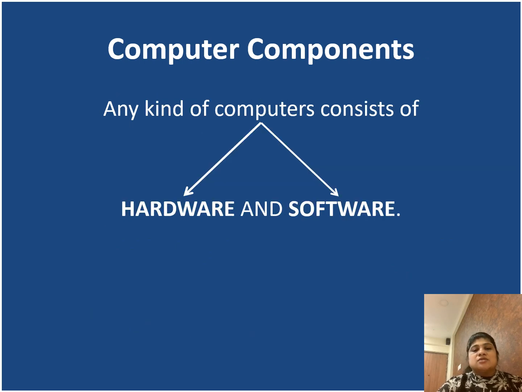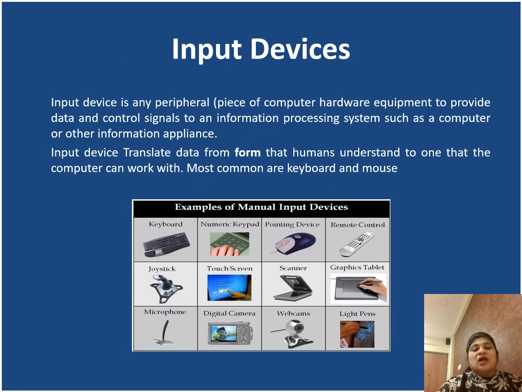Finally, a computer consists of two parts: first is hardware and second is software. Hardware and software are both important parts. Hardware is basically related to the input and output devices. Input devices: what are the examples of manual input devices? The keyboard, the mouse. The pictures shown here are all related to input devices.